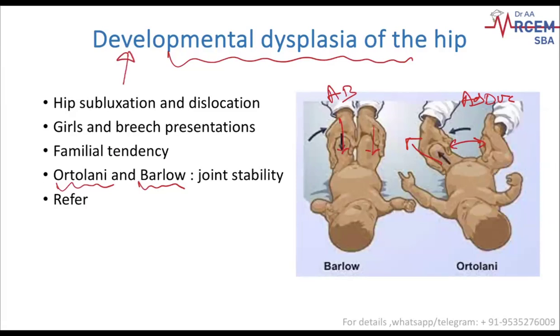It is very commonly seen in girls with a breech presentation. There is a family tendency here. You cannot do anything in the emergency department. If they present with it, you will just be referring. Unlikely to be tested in the exam because it is usually screened by the pediatrician at the time of birth itself.